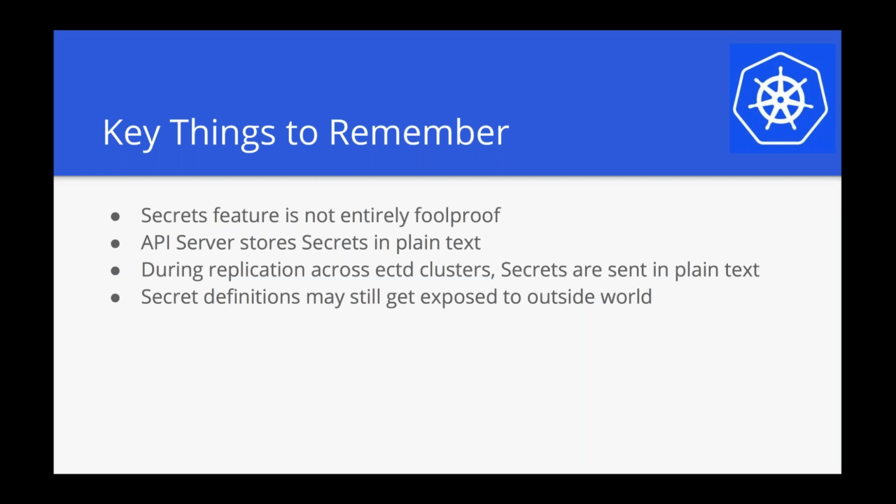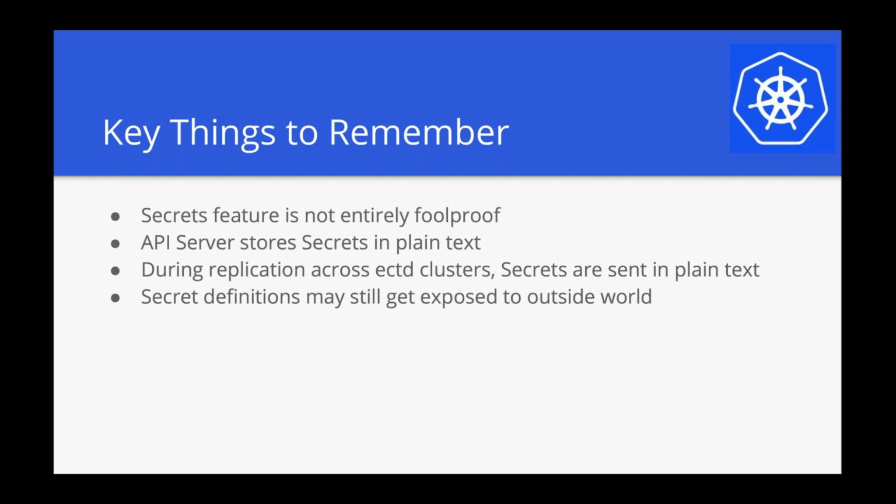The other thing that you need to know is the API server of Kubernetes stores secrets in plain text. It's a big red flag. That means anyone who has access to the API server will be able to enumerate and read all the secrets. Not a good idea, but that's how the current design is. I'm assuming this is going to change in the future, but as of now, everything is stored in plain text.